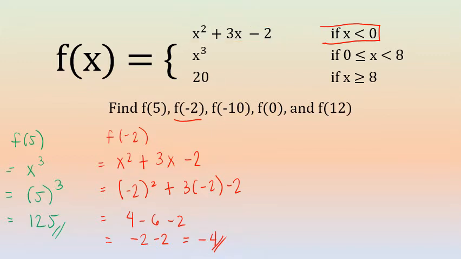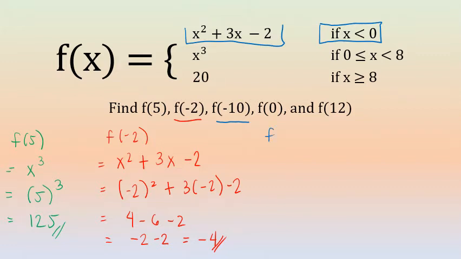Another. What if we have f at negative 10? So among these intervals, saan nagpo-fall si negative 10? Is it less than 0, in between 0 and positive 8, or greater than positive 8? So again, f at negative 10 is less than 0. So we will be utilizing this subfunction again. So x squared plus 3x minus 2.